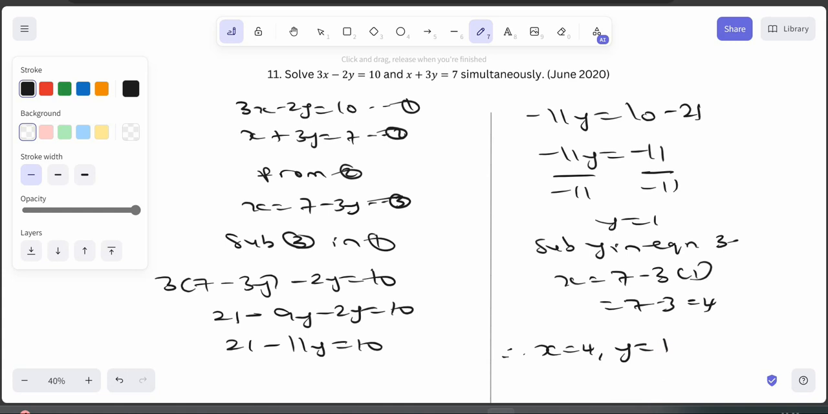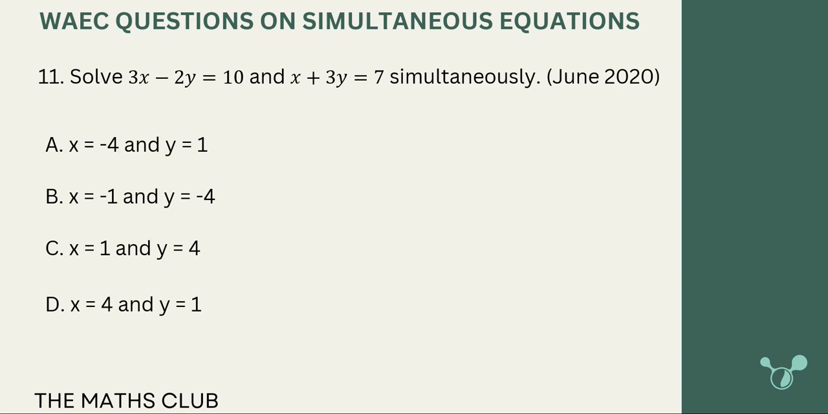Let's see if we're correct. x is 4, y is 1. That will be option D. So you have to be very careful about the option that you pick. Say option C and option D. They're almost very similar, but they swap the positions.